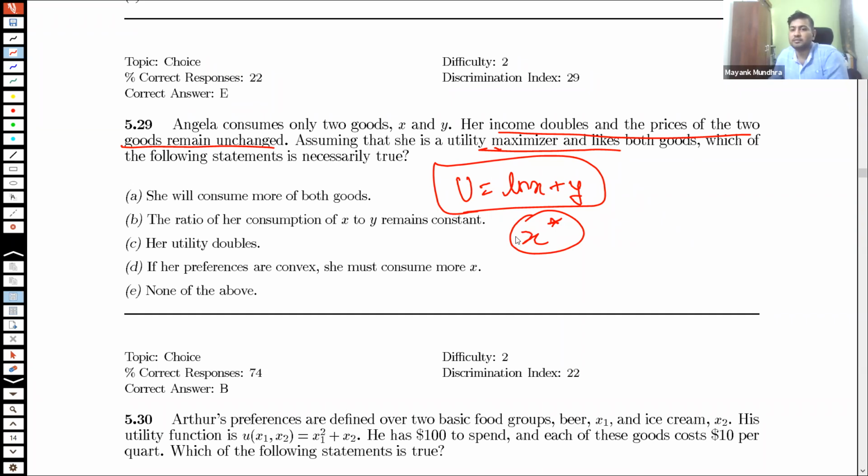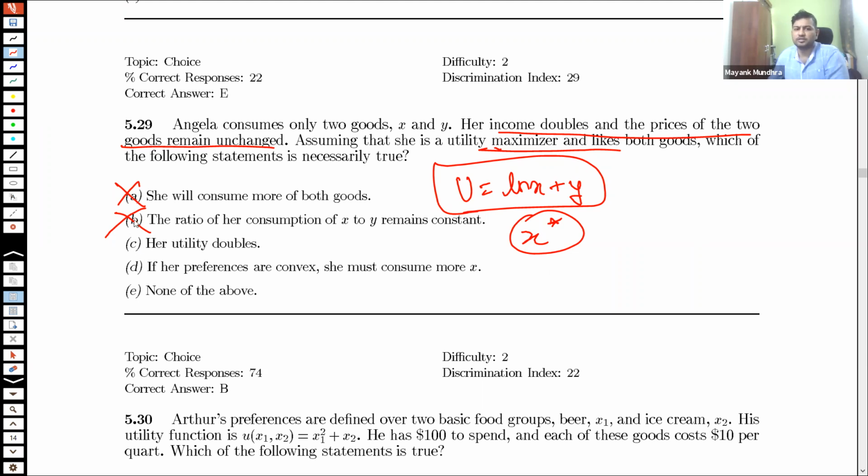So even if you become richer and richer, even if your income doubles, you are not going to consume more of good X. So that rejects A, that also rejects B, and that also rejects C at some level, because if your income doubles, you cannot be sure that your utility would double.